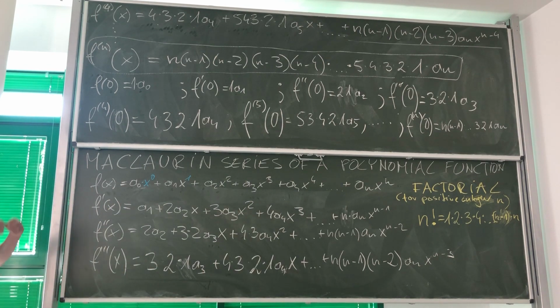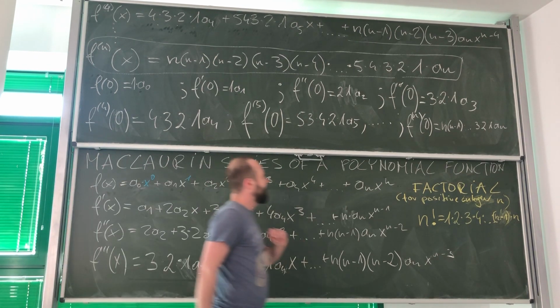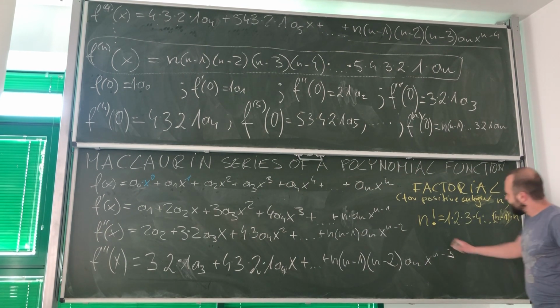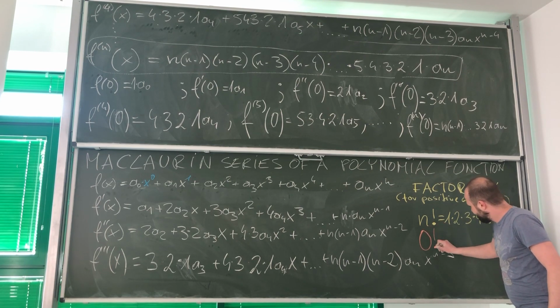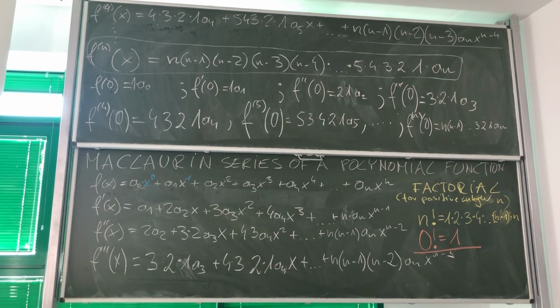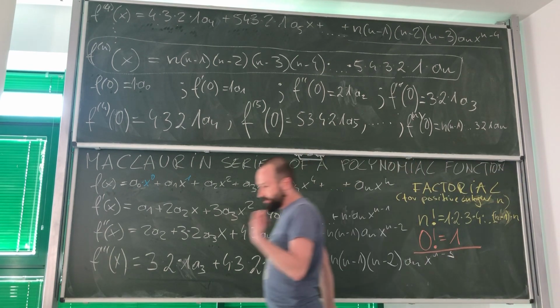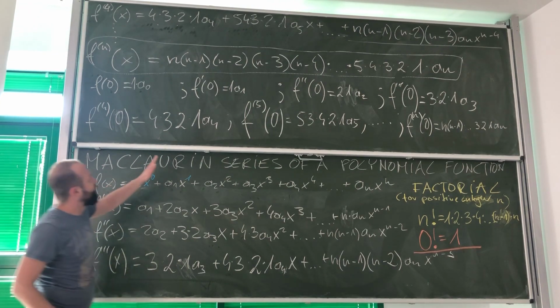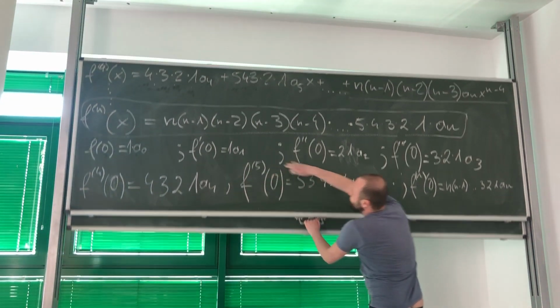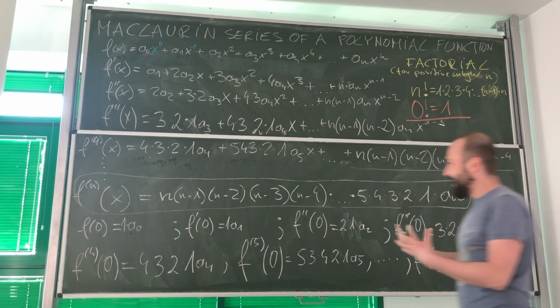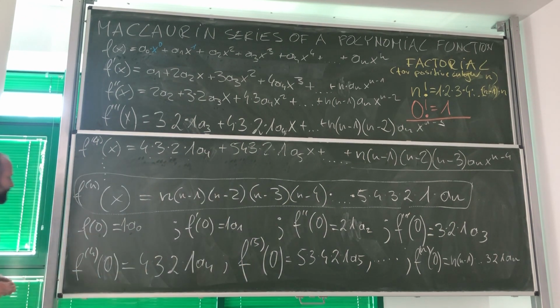However, there is one additional information I need to tell you here, is that 0 factorial is equal to 1. Take those and write them using factorials.